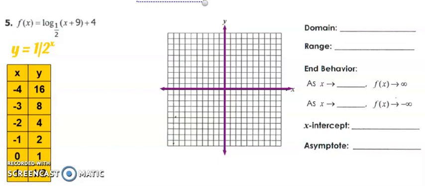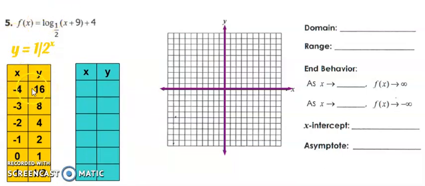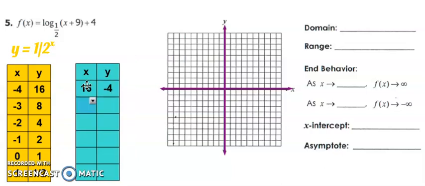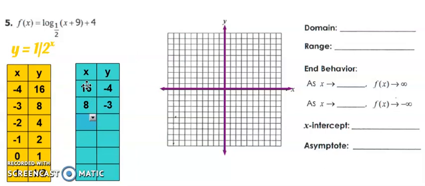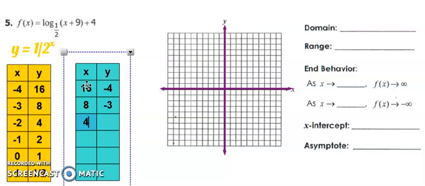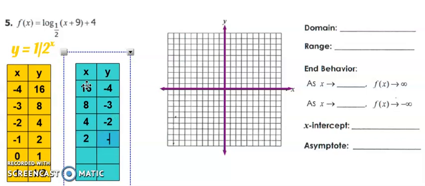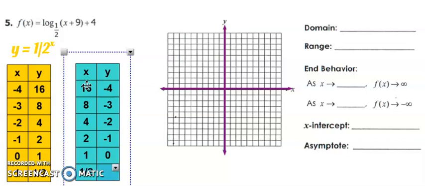Now again, just like I did on the last example, we're going to go ahead and swap those x and y's because I want to graph a log, not an exponential. So I'm going to swap that -4 and 16, so that now becomes (16, -4). That next point now becomes (8, -3). (4, -2). Next point is (2, -1). Next one is (1, 0). And that last one is (1/2, 1).